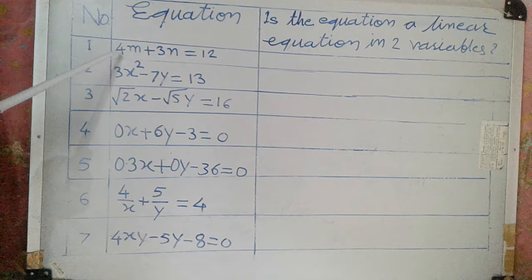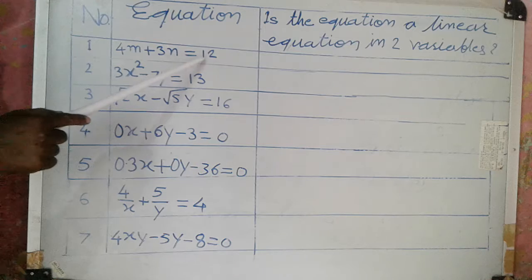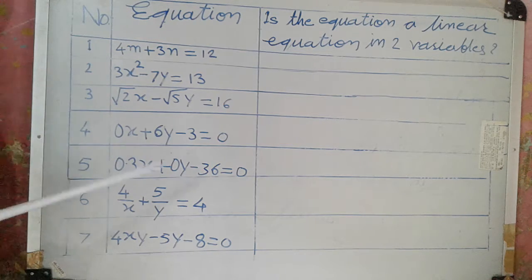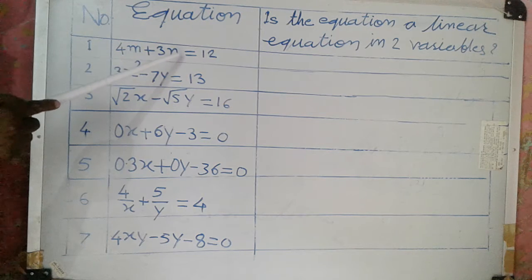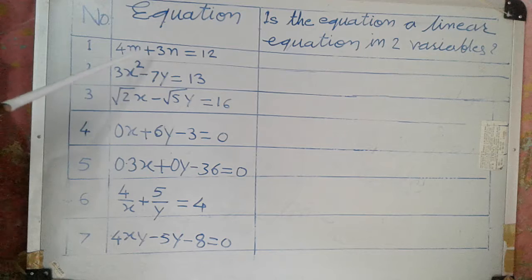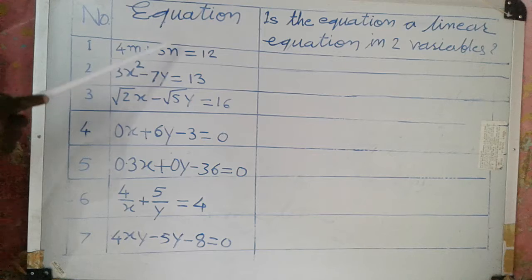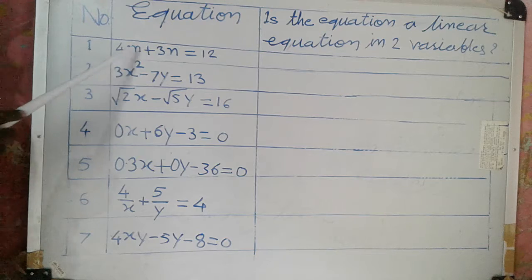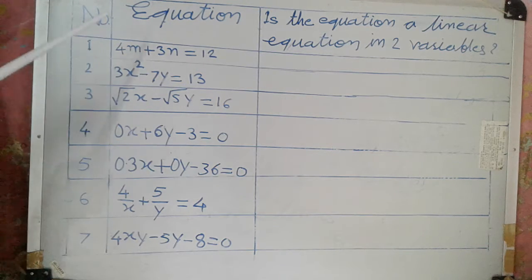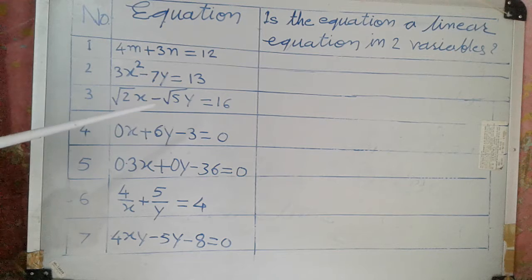Now see the first equation, 4m plus 3n is equal to 12. If you compare this equation with the general form, then here we have a is equal to 4, b is equal to 3, c is equal to 12. That means 4, 3 and 12 are real numbers. Also, 4 and 3 are not equal to 0.